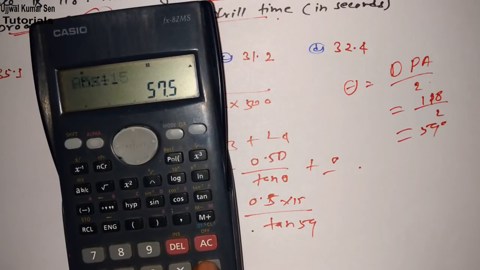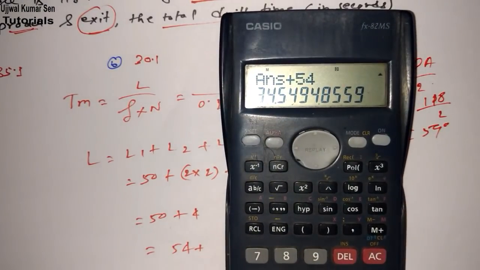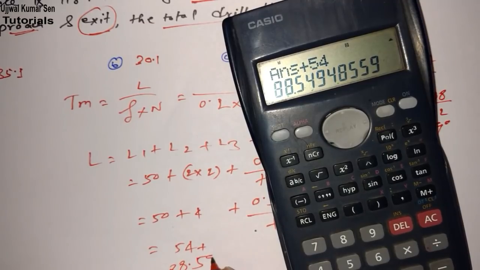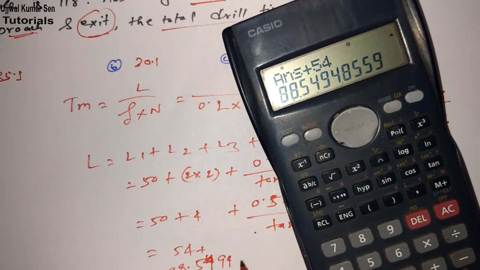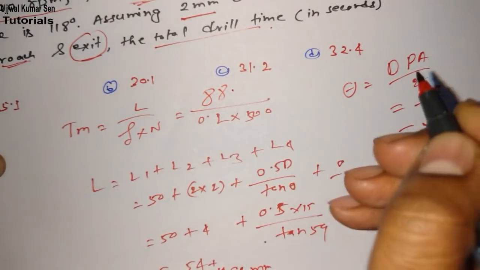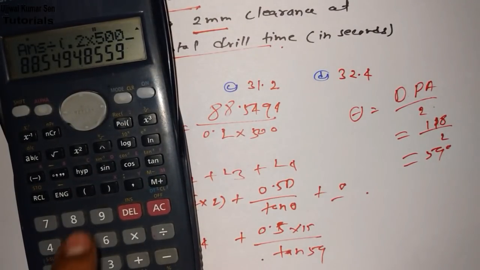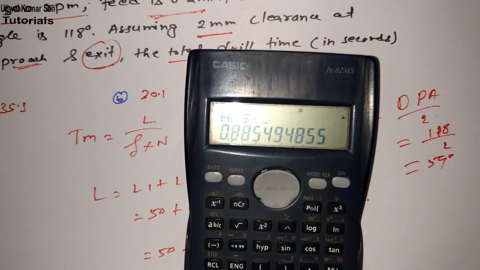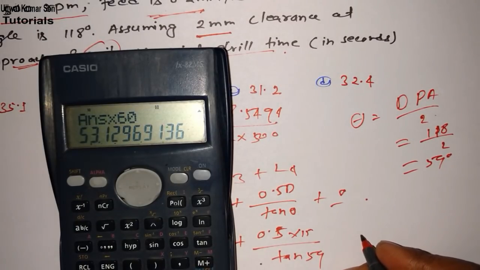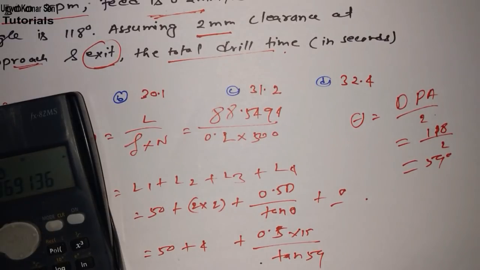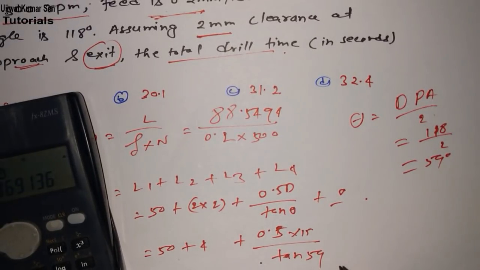15 divided by tan 59, this much, plus 54, is equal to how much? 88.5494, right? Just put this here, 88.5494. Okay, then divide by 0.2 × 500, which is 0.88. Now I have to multiply with 60, so the answer I am getting here is 53 point something. So probably I am making some mistake, maybe. Let me cross check.